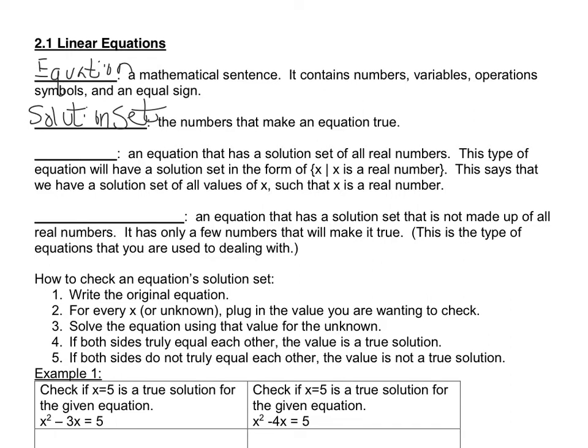Okay? The identity: an equation that has a solution set of all real numbers. This type of equation will have a solution set in the form of {x | x is a real number}. This says we have a solution set of values of x such that x is a real number. Okay.